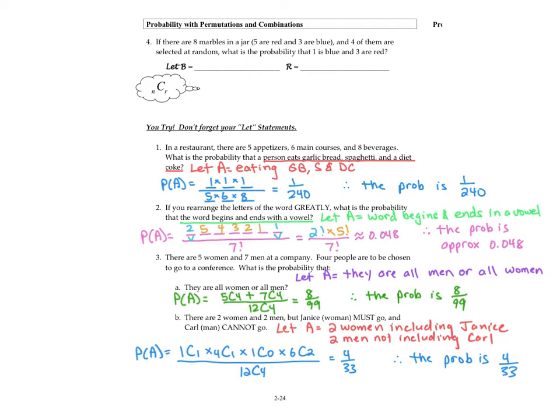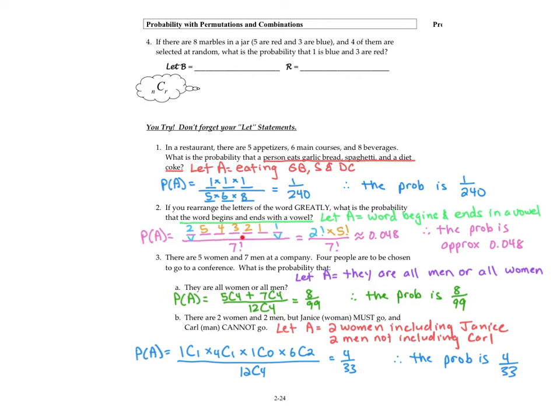For question 2, it's asking what's the probability that the word begins and ends with a vowel? So that's what your let statement is. On the bottom, there are 7 factorial ways of arranging all the letters. On the top is the condition, which is what the let statement is. So the first and the last letter must be a vowel. So there's 2 vowels. So the first letter has 2 choices, and the last letter then has 1 choice.